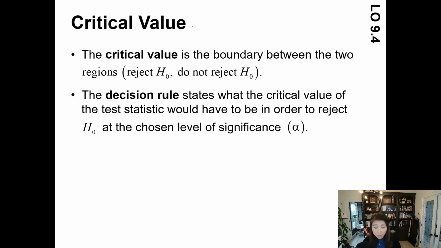Okay, so now we're going to look at the critical value. The critical value is the boundary between the two regions. Basically, we look at whether the value we calculate falls larger than the critical value if it's a right tail test, or smaller than the critical value if it's a left tail test. If it's a two tail test, then we look at whether it is within the two rejection areas, and then we decide whether to reject or not. So decision rules state what the critical value of the test statistic would have to be in order to reject H0 at the chosen significance level.